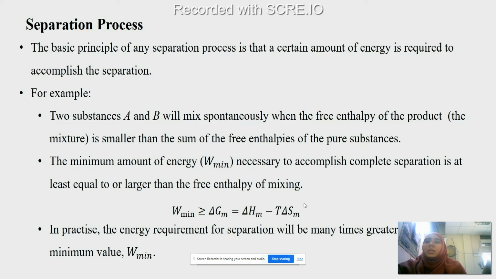when the free enthalpy of the product, meaning the mixture, is smaller than the sum of the free enthalpies of the pure substances. In practice, the energy requirement for the separation will be many times greater than this minimum value, which can be denoted by W minimum.